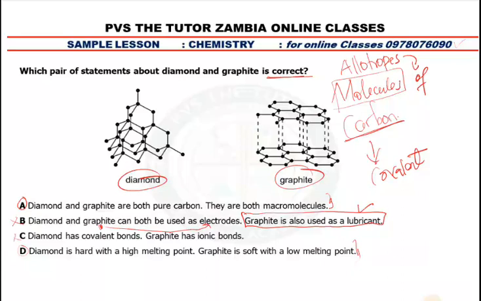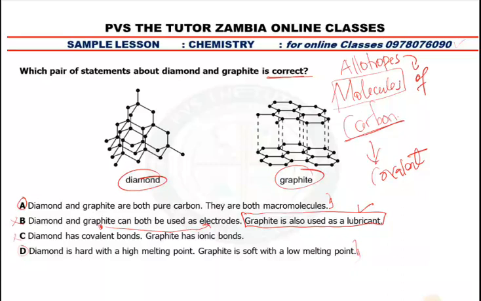Diamond has a high melting point because the bonds in diamond are quite strong, such that it requires a lot of heat in order for those bonds to break, as compared to graphite whose intermolecular forces are quite weak. Because the layers in graphite are able to slide over each other, not a lot of energy is needed to overcome those weak intermolecular forces.